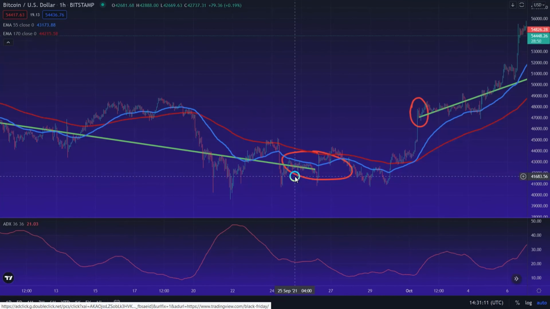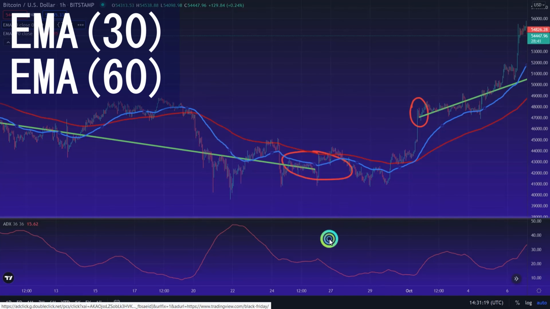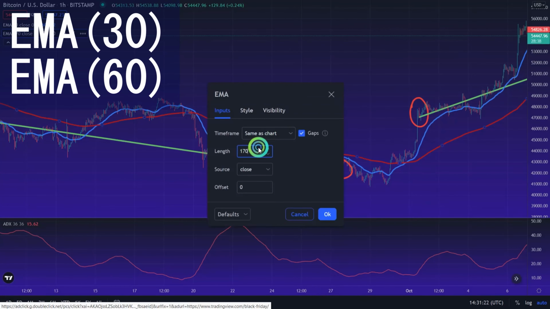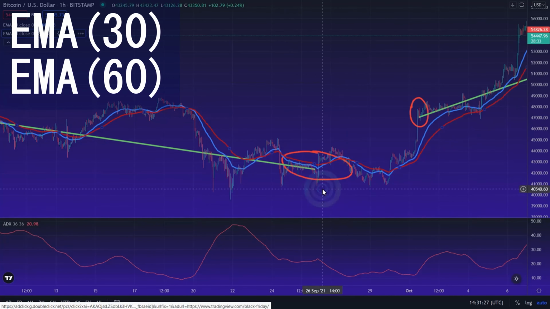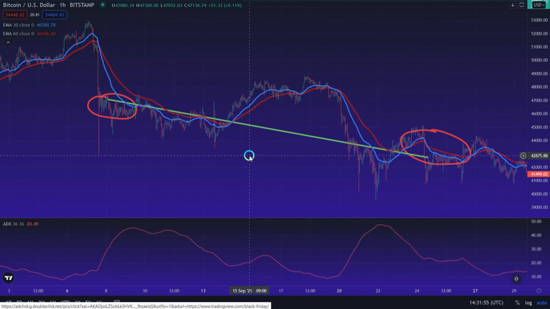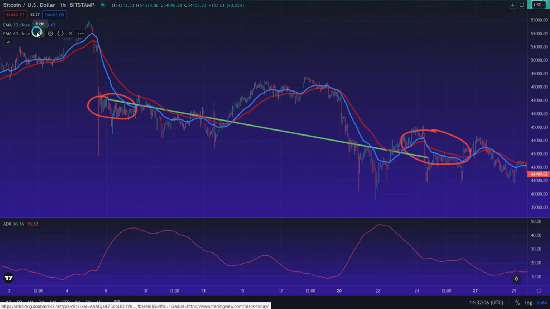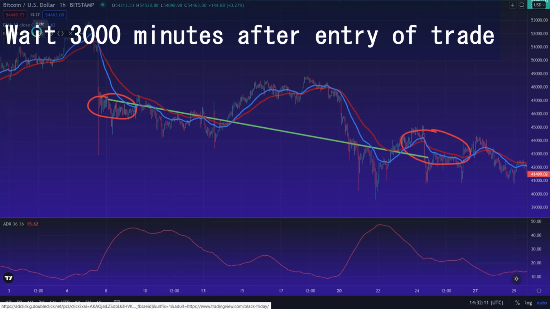So the exit rules are the following. We will need two EMAs. The first EMA is basically a 30 period EMA, and our second EMA is a 60 period EMA. One more thing that is really important, that you should always use a safety stop loss for sell trades as well, and it will be 90,000 pips, and an X minutes parameter that will be 3000 minutes after the entry.